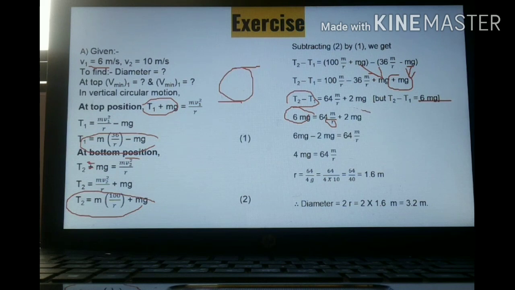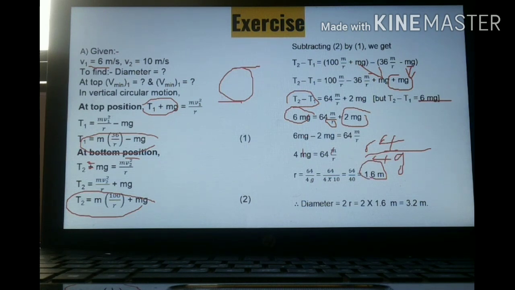So 6 mg, we can take this 2 mg on this side, so it will become 6 mg minus 2 mg, that is 64 m upon r. So it will become 4 mg is equal to 64 m upon r. This m and this m will get cancelled, and we will have to calculate this value of r. We will send this r up, and in the denominator what will we get? 64 upon 4g. What does 4g mean? 4 into 10, so we will be getting 64 upon 40, that is 1.6 meter.